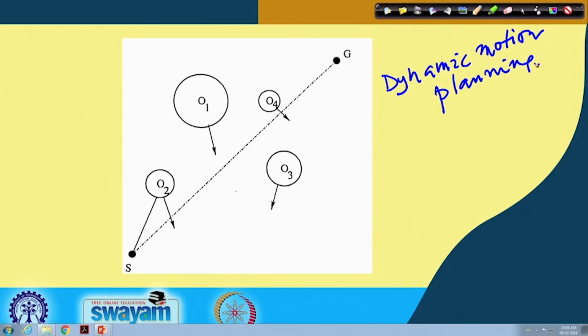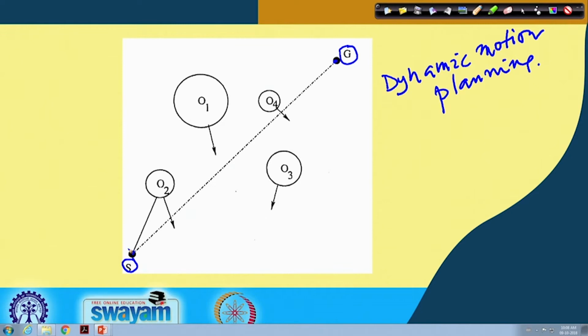Here I am going to explain the problem scenario. For simplicity, the physical robot has been represented by a point. So, this is the point robot, and the starting position of the point robot is denoted by S. Supposing that the goal of this robot is indicated by the point G. So, G is the goal and S is the starting point.